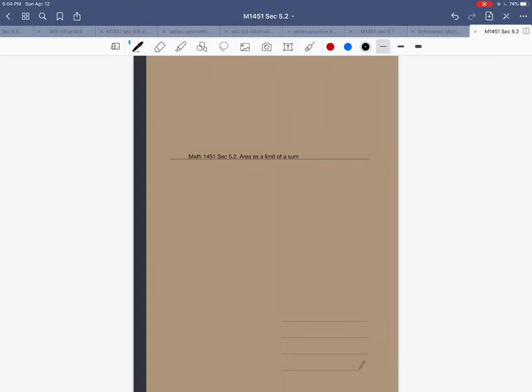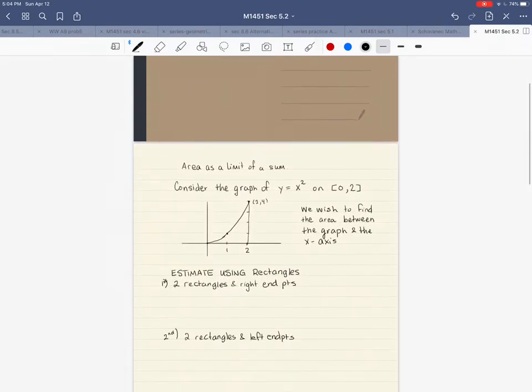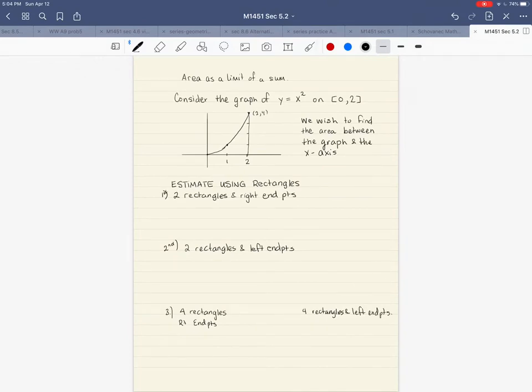I believe we're ready for section 5.2. We're going to start working toward introducing ourselves to the definite integral by looking at the area of a region of a positive curve. We're going to look at it first as a sum, and then we're going to see the connection between the sum and an integral.